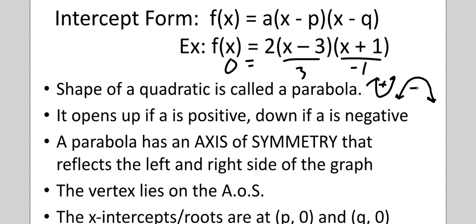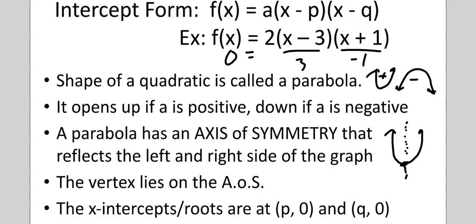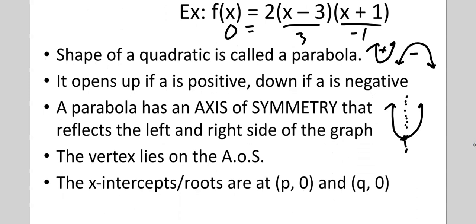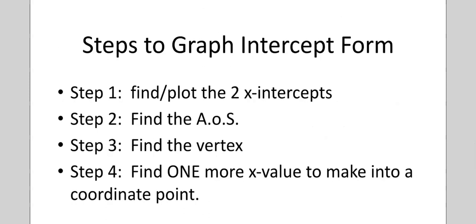A parabola has an axis of symmetry that reflects the left and the right side of the graph. So when you have a parabola like so, the axis of symmetry goes through the vertex, the lowest or highest point, and if you folded it, it would match up left and right side. All right? And the intercepts are at p comma 0 and q comma 0, which we talked about up the top.